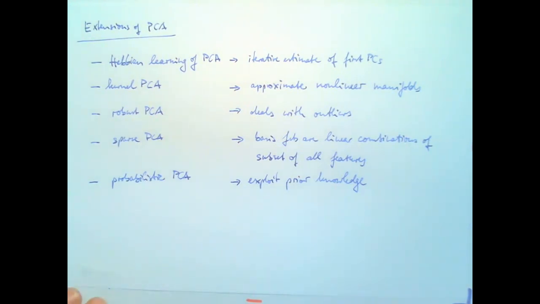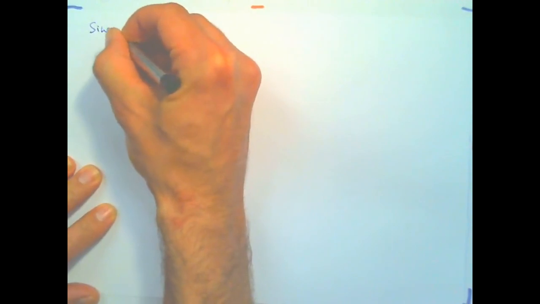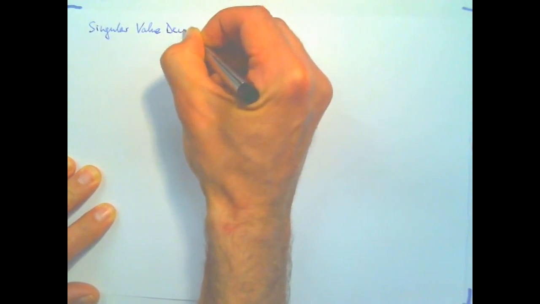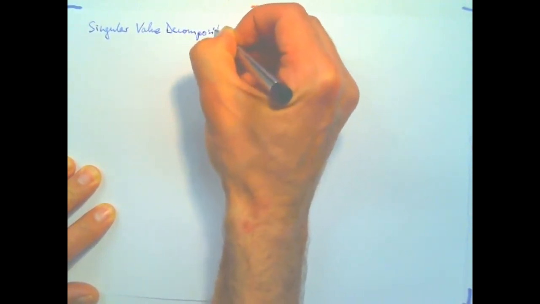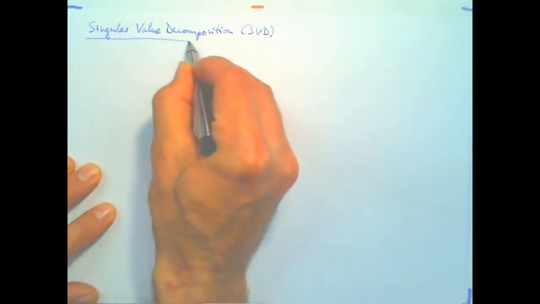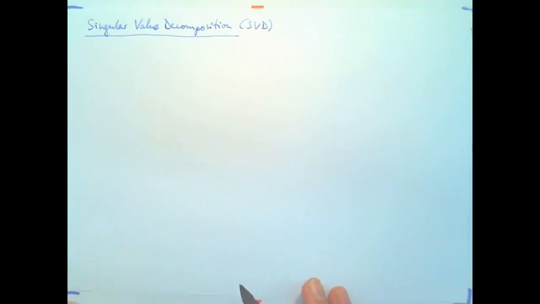Okay, so that much about PCA, and I now want to talk about the singular value decomposition, or SVD, which is a tool from linear algebra that is used a lot nowadays. So if you read research papers, then very often the linear algebra part of it is formulated in terms of the SVD.